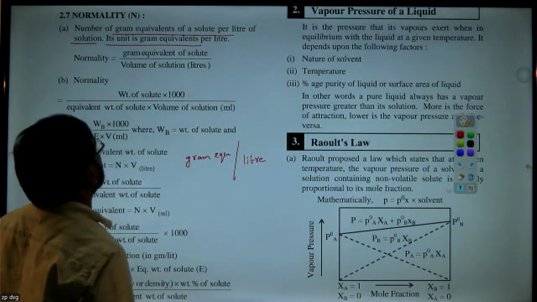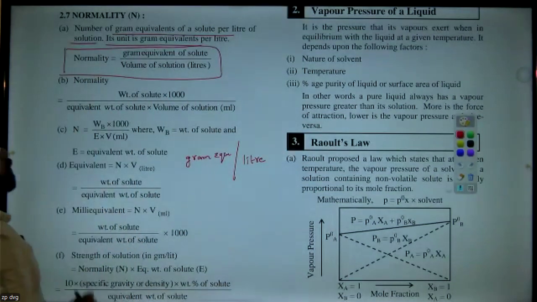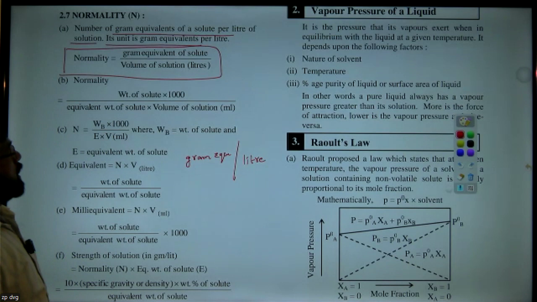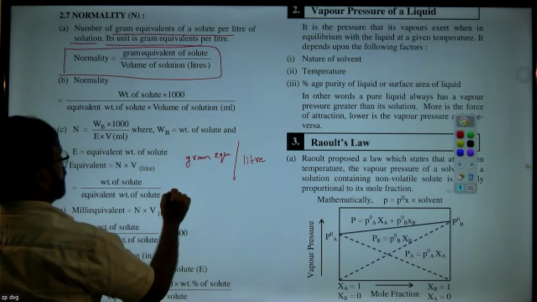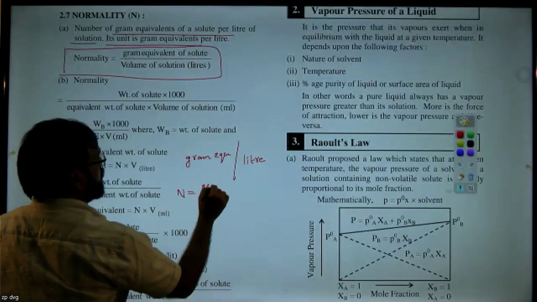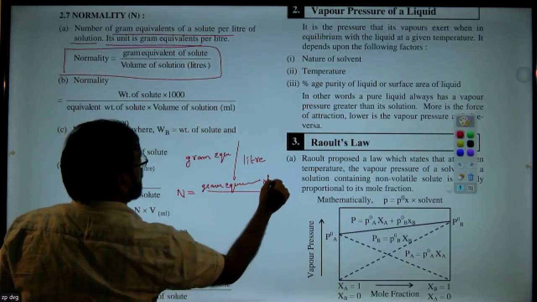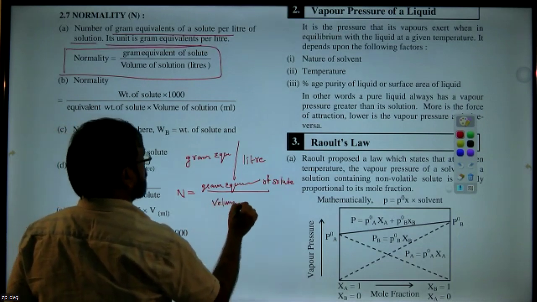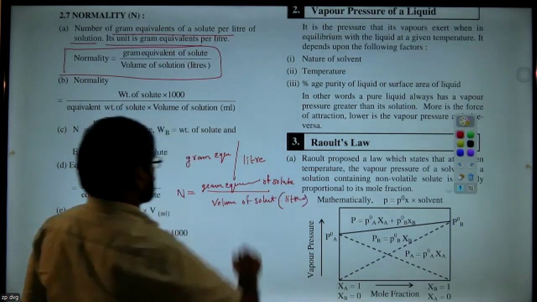To calculate normality, what formula do we have to use? This formula: gram equivalents of solute by the volume of the solution in liters. Normality is equal to gram equivalents of solute divided by the volume of solution in liters.